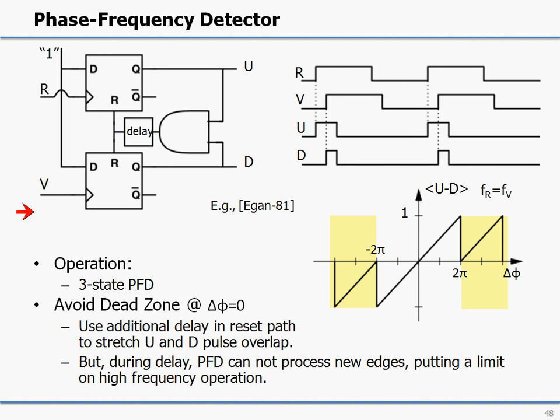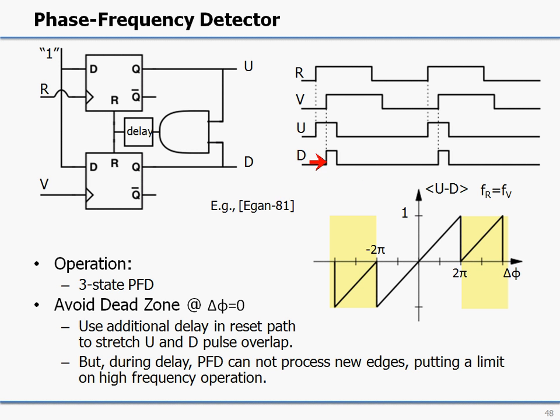Its operation has been explained multiple times, but the basic idea is that the reference pulse will activate the up signal, the VCO pulse will activate the down signal. The two signals overlap for a certain amount, which is set by the delay here in the feedback path, but when both are high, a reset is generated and the two signals go back to the down state.